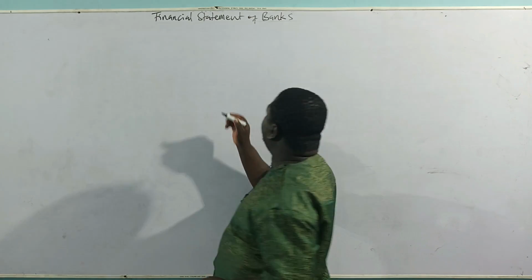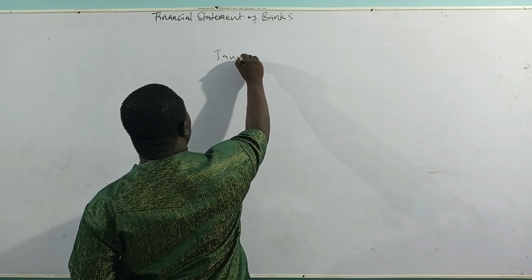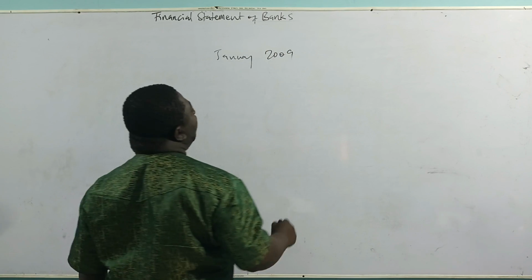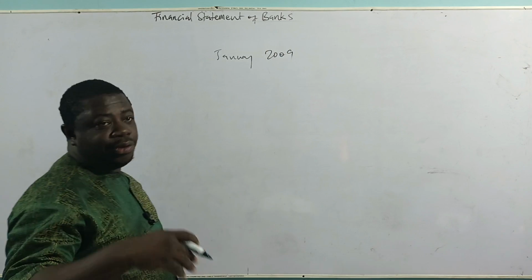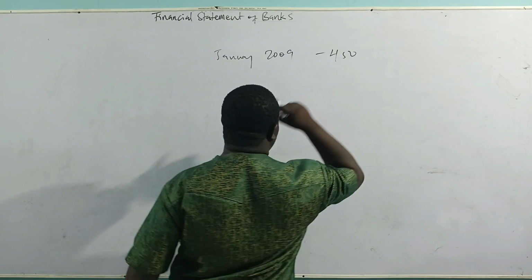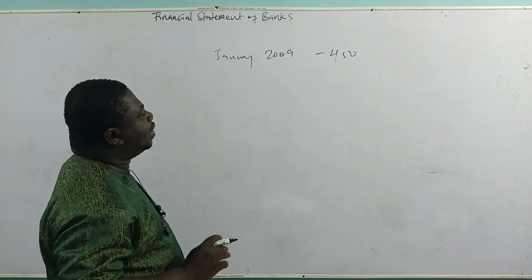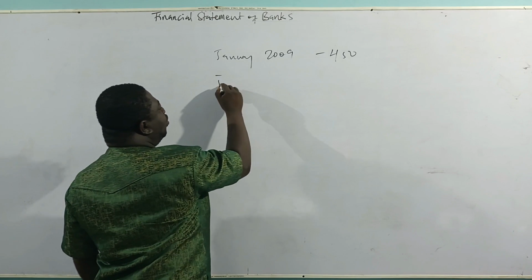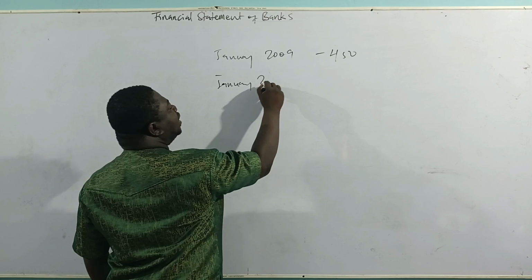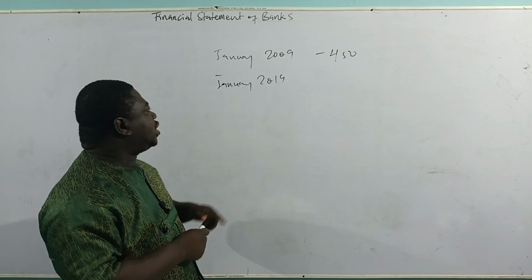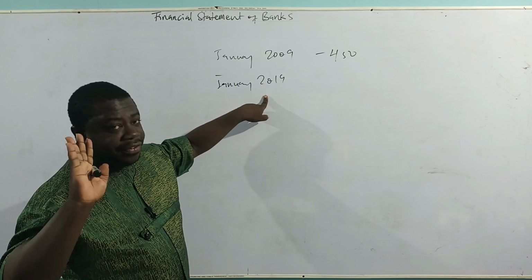Now, the land and buildings was bought in January 2009. They didn't tell us that, but we know the cost is 450. Okay, so it was bought for 450. Now, take note of something. From January 2009 up to January 2019 is exactly 10 years. If we are considering up to the end of 2019, it will be 11 years.